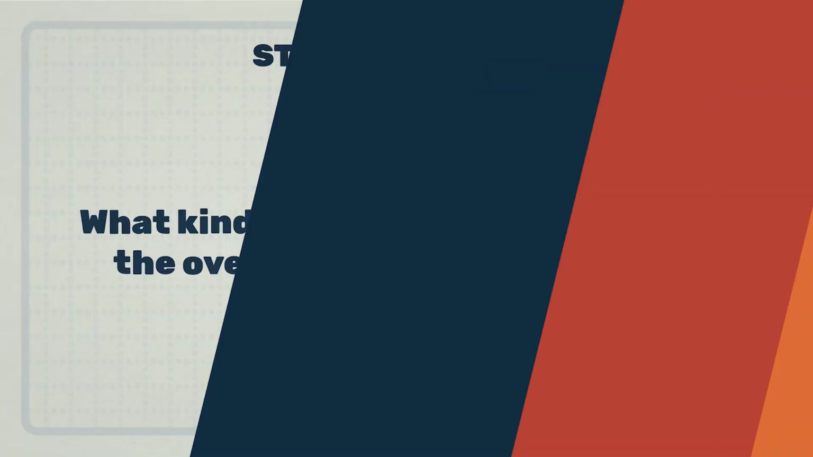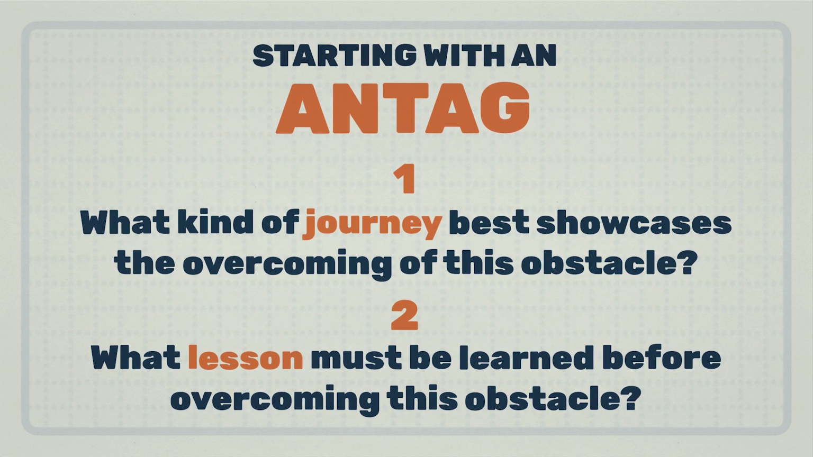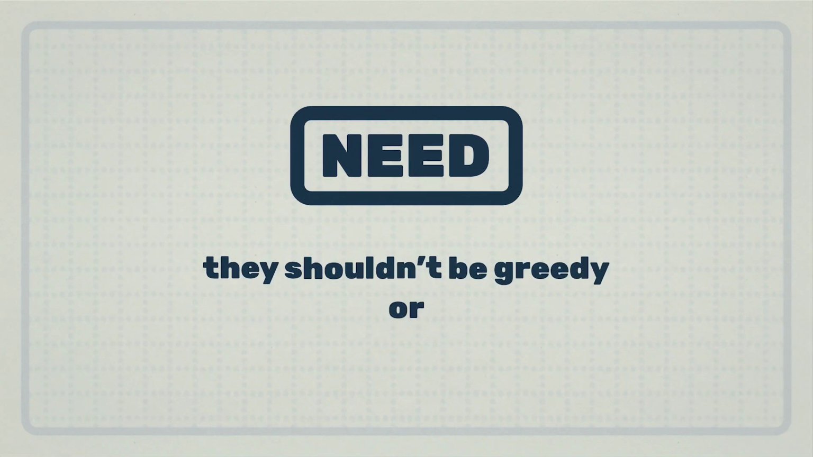And 2, what lesson must be learned before overcoming this obstacle? Maybe the thief is successful, but only to realize they are now the greedy rich enemy they so hated. So the need could be about realizing they shouldn't be greedy, and in the end, they use the money to help others instead of themselves.